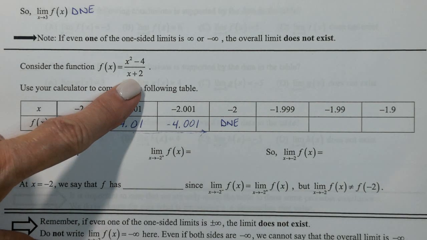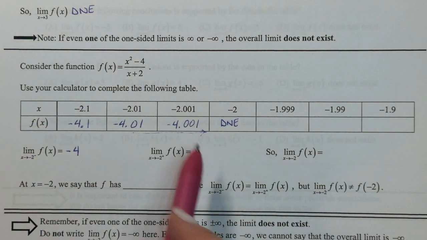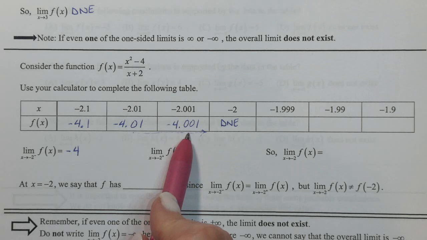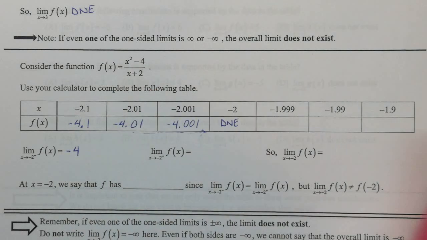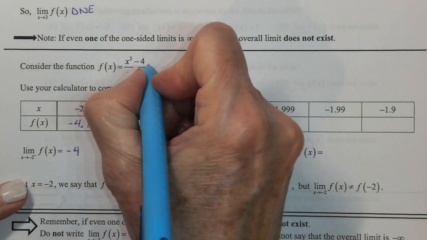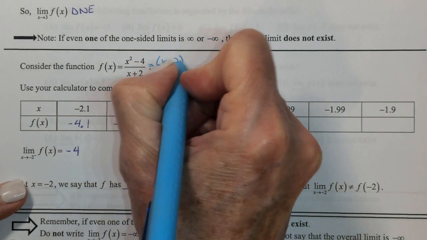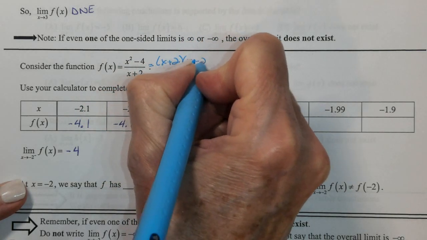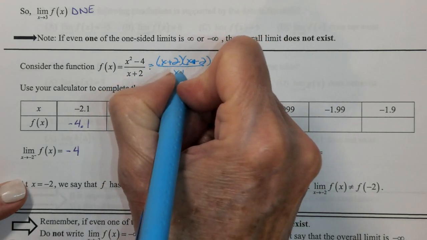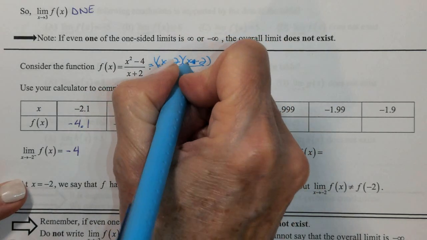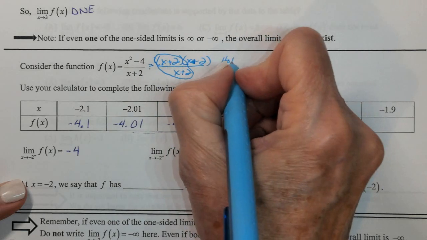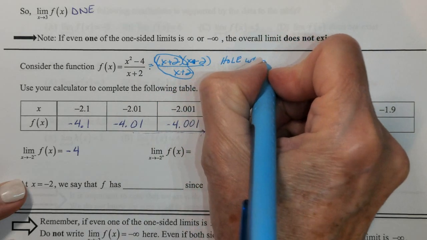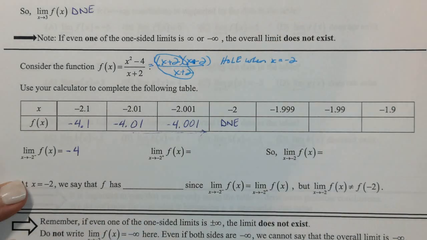Using our knowledge of rational functions, is there? Clearly not, because we're not going to infinity, right? Clearly not. This is equal to x plus 2 times x minus 2 over x plus 2. We have a hole when x is equal to negative 2, right? I know there's a hole there. Okay?